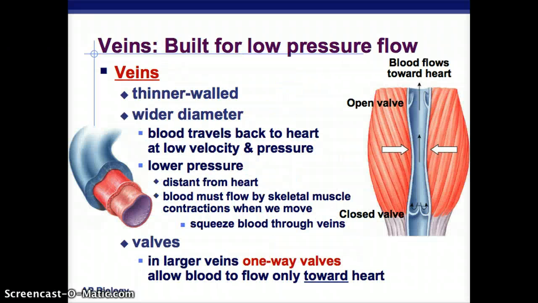So veins are built for low pressure flow. Veins are thinner walled, they've got a wider diameter, so it provides for lower pressure, and the blood travels back to the heart at a low velocity and pressure. That lower pressure is because it's distant from the heart, and the blood has to flow by skeletal muscle contractions as we move. So we squeeze blood through the veins. So if you're not moving, if your muscles are not contracting, you're going to have bad circulation.